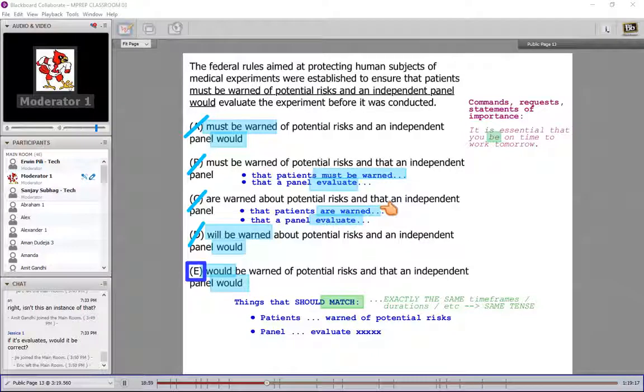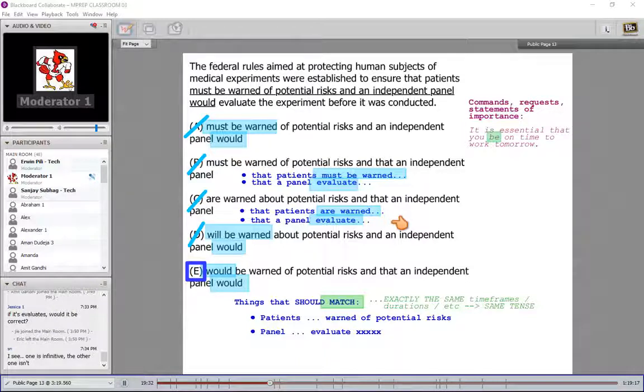This is the present tense, and this isn't. If you wrote the top one in that tense, it would say patients be warned. And if you wrote the bottom one in the top tense, it would say evaluates with an S on the end. So you cannot interpret either of these as the tense of the other one. Hopefully that makes sense. Give me a smiley face if that makes sense.